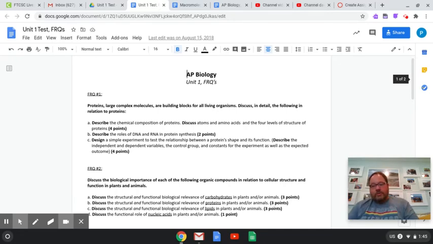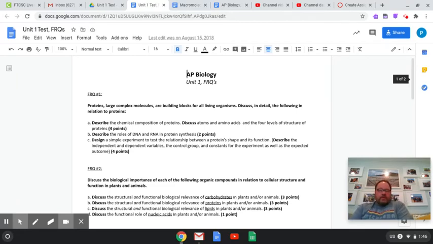So primary structure, what's that? Secondary structure, what's going on to create that? Tertiary structure, what's important about tertiary structure, and when do we have quaternary structure? So again, hopefully that's pretty straightforward. Part B, describe the roles of DNA and RNA in protein synthesis. So what's DNA used to do? What's RNA used to do?